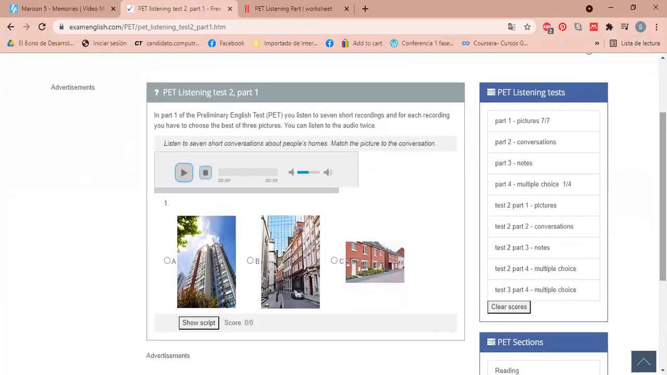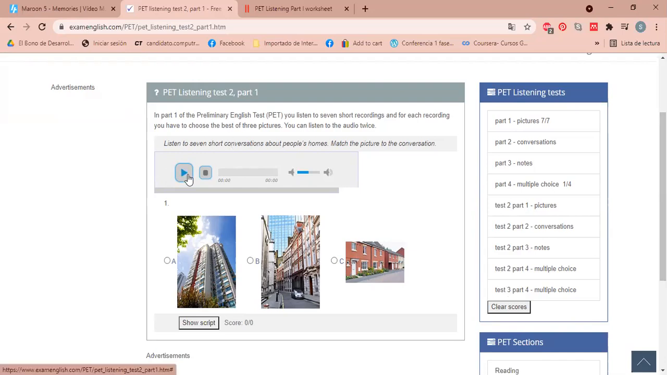7 audios or 7 records and 7 different pictures. Pay attention, guys, to the first record. I'm going to play it twice and then I'm asking you for the right answer, okay? Les voy a repetir 2 veces y luego les pregunto la respuesta correcta.